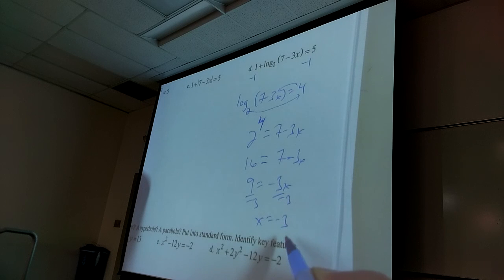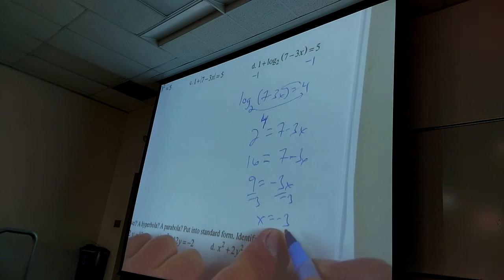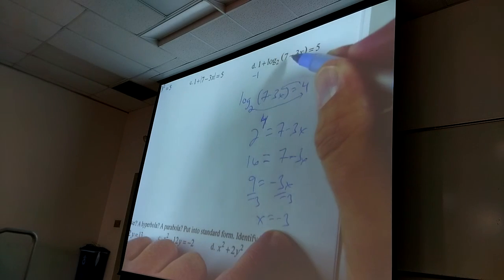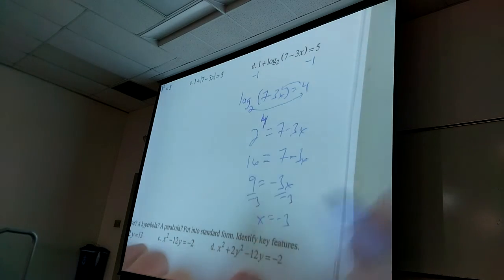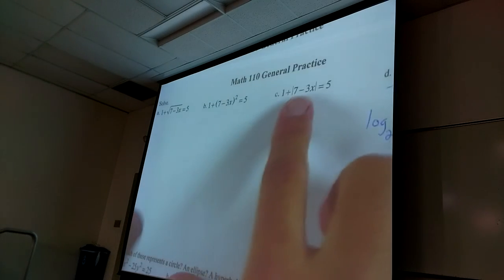And is that okay? Yes? No. Yes. Because when I plug in negative 3, I get 7 minus 3 times negative 3, 7 plus 9 is 16. I don't get 0 or negative, so it's allowed. I will allow. So every single one of these has the same first step.